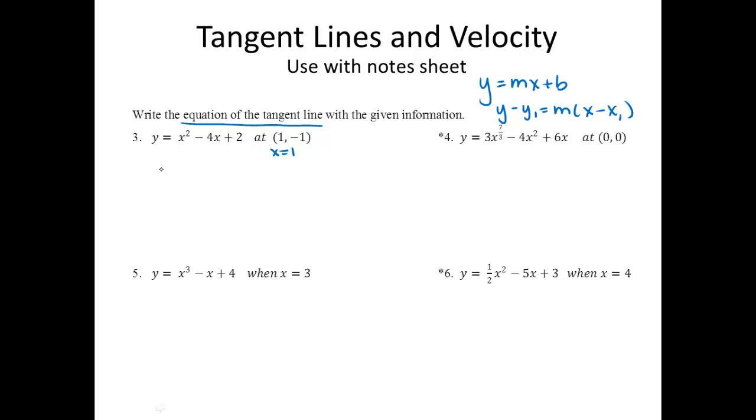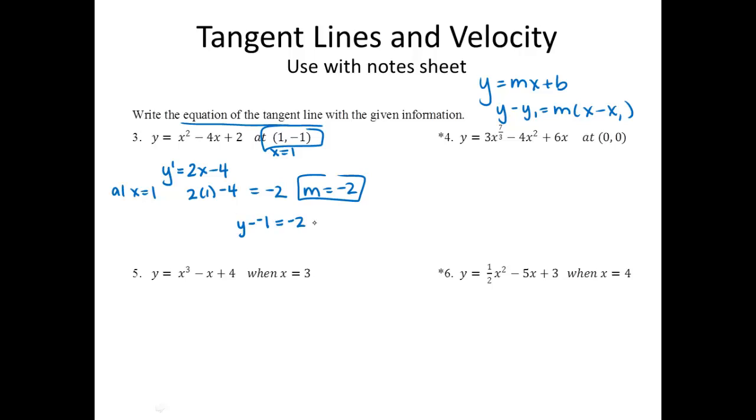So just as we did in examples 1 and 2, we're going to first find our first derivative, which gives me 2x minus 4. I'm going to evaluate it at x equals 1. So at x equals 1, we get 2 times 1 minus 4, or -2. So I have a slope of -2, and I have the ordered pair that I'm going to use to write this equation. So I'm going to begin with my point slope. So it would be y minus a -1 equals -2 times x minus 1.